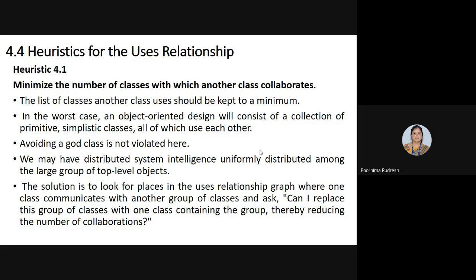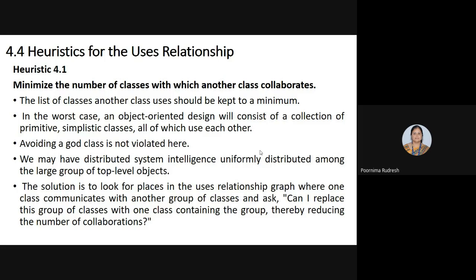In the worst case, an object-oriented design will consist of a collection of primitive, simplistic classes, all of which use each other. Whether it is a primitive class or a simplistic class, each class uses the others. And when we use heuristic 4.1, the avoidance of the god class problem is not violated.